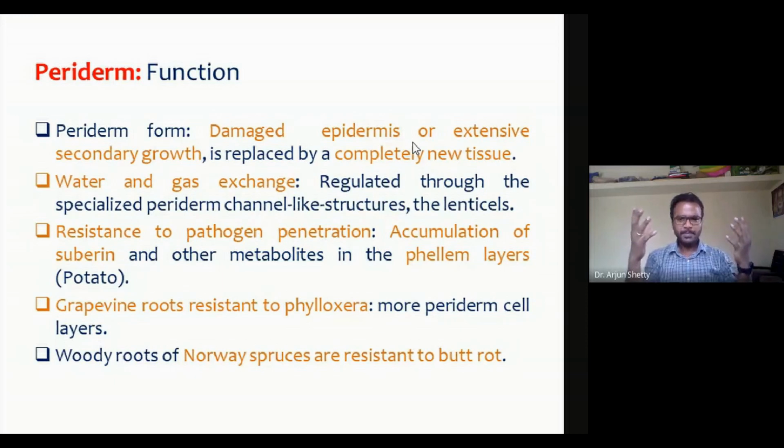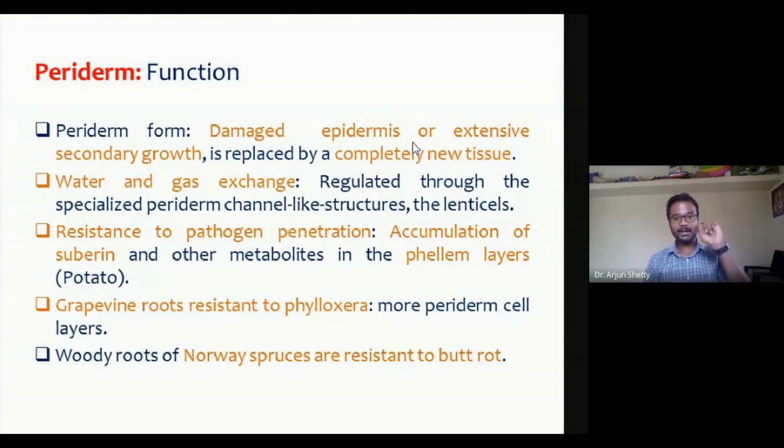Again, the potato also exhibits secondary growth. There it is showing a many-layered phellem comprising many metabolites, which helps in stopping the pathogen from entering the internal parts of the potato plant.